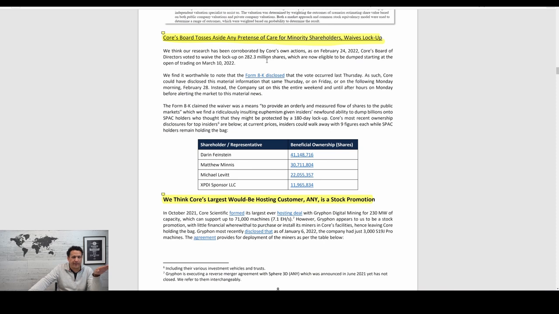So we'll have a quick look at that when we're done as well. But basically this is saying that the insiders who held these shares prior to the merger will be able to sell them beginning March 10th, which is 2 days from the time I'm recording this. So I believe that'll be Thursday this week. And then, of course, the big one.